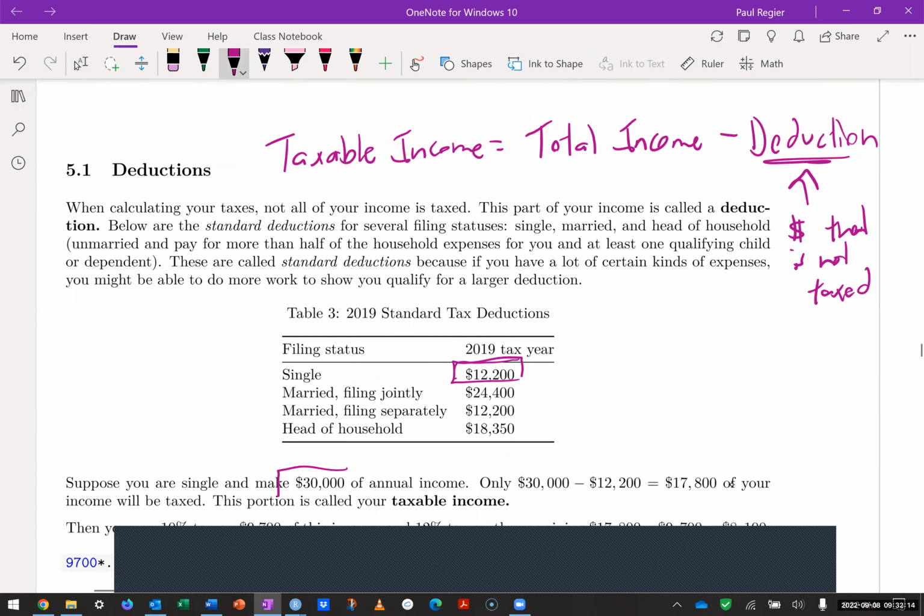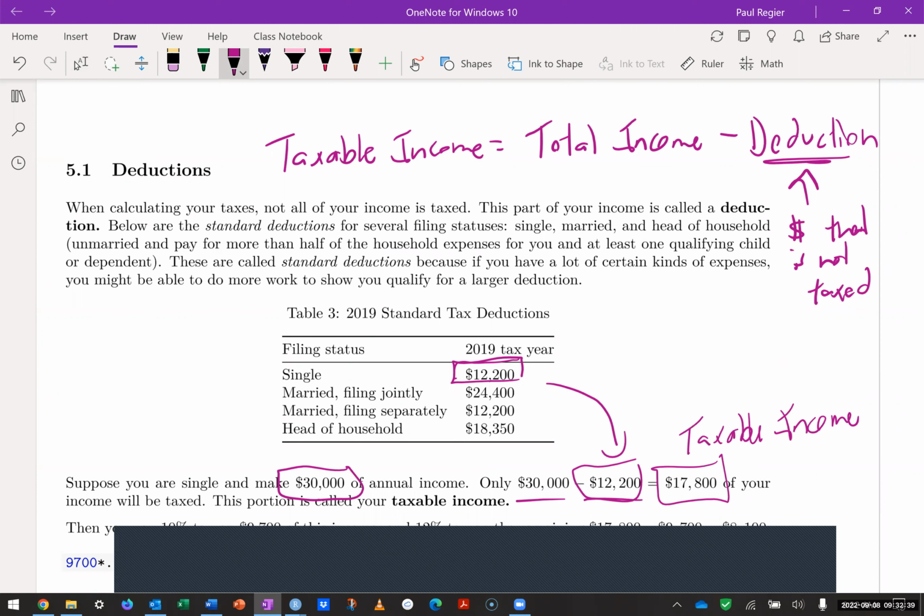So let's look at the 30,000 example. If you make $30,000 of wage income, you get a check of that amount from your employer. Well, you're actually not taxed on that amount. We have to subtract the deduction. So 30,000 minus 12,200 is what your taxable income is. That's what you pay taxes on.